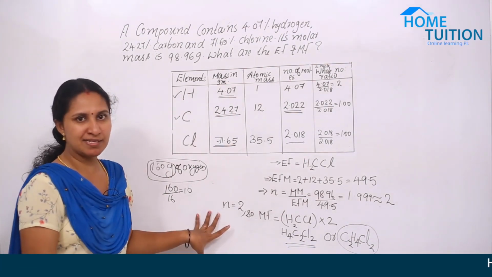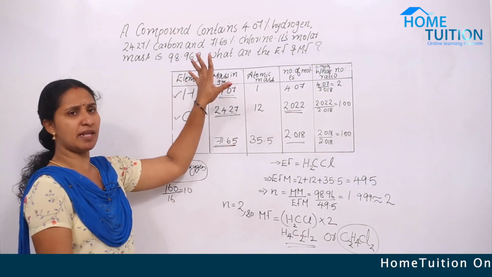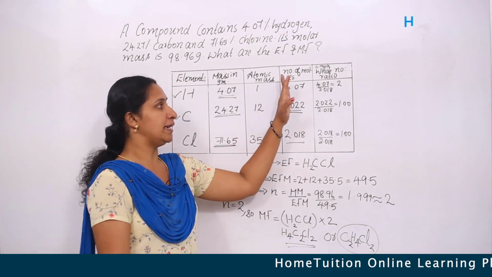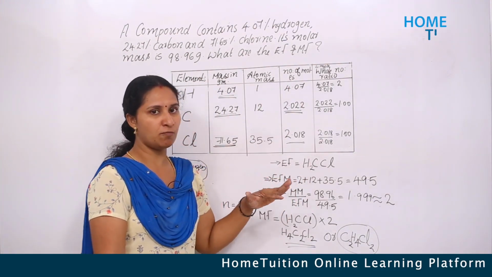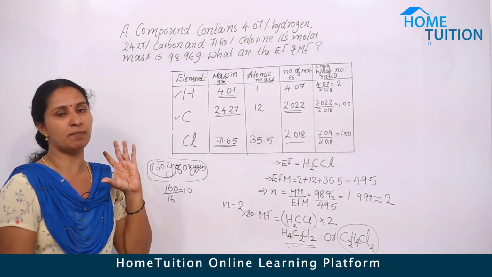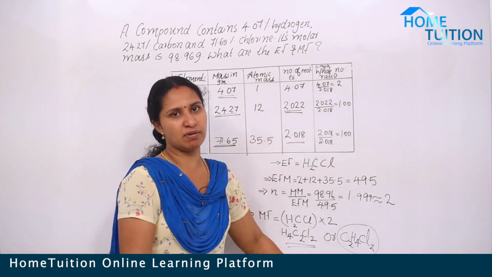First, write the elements by symbols. Then, mass in gram, that's already the percentage we write. Then, atomic mass of that element. Then, number of moles. How we find the number of moles? Given mass divided by atomic mass. And the next one is very important. The last column is very important.